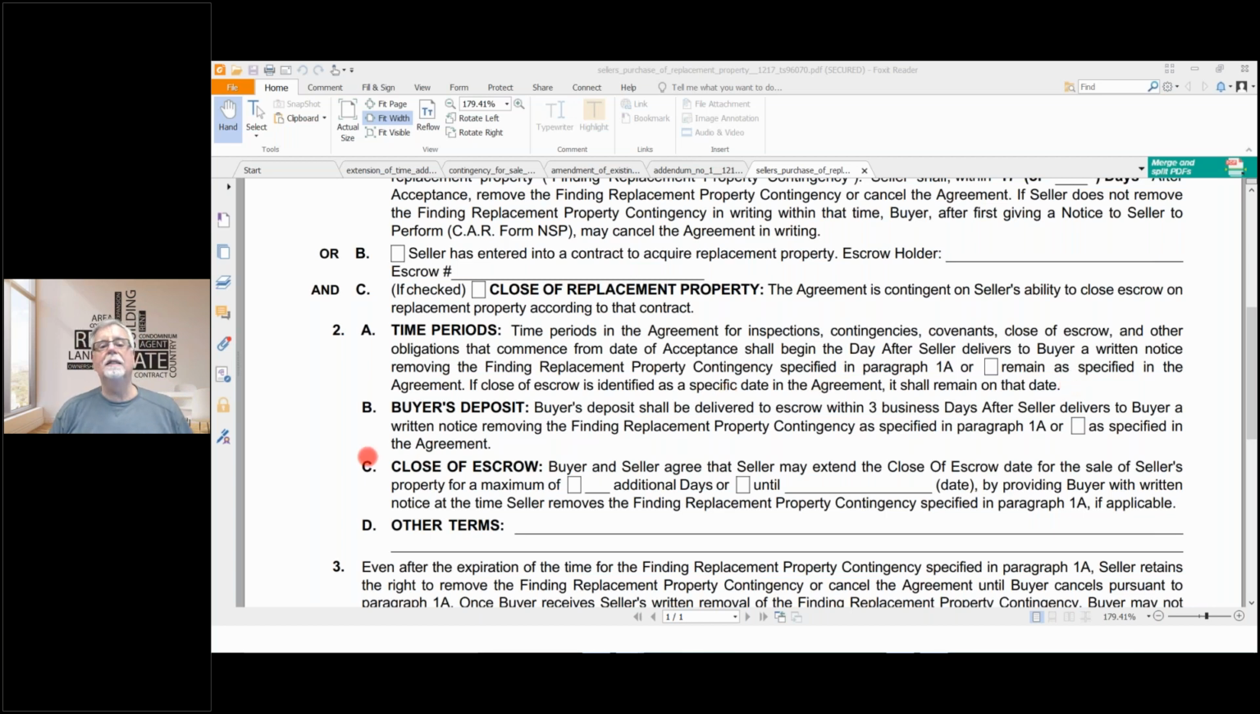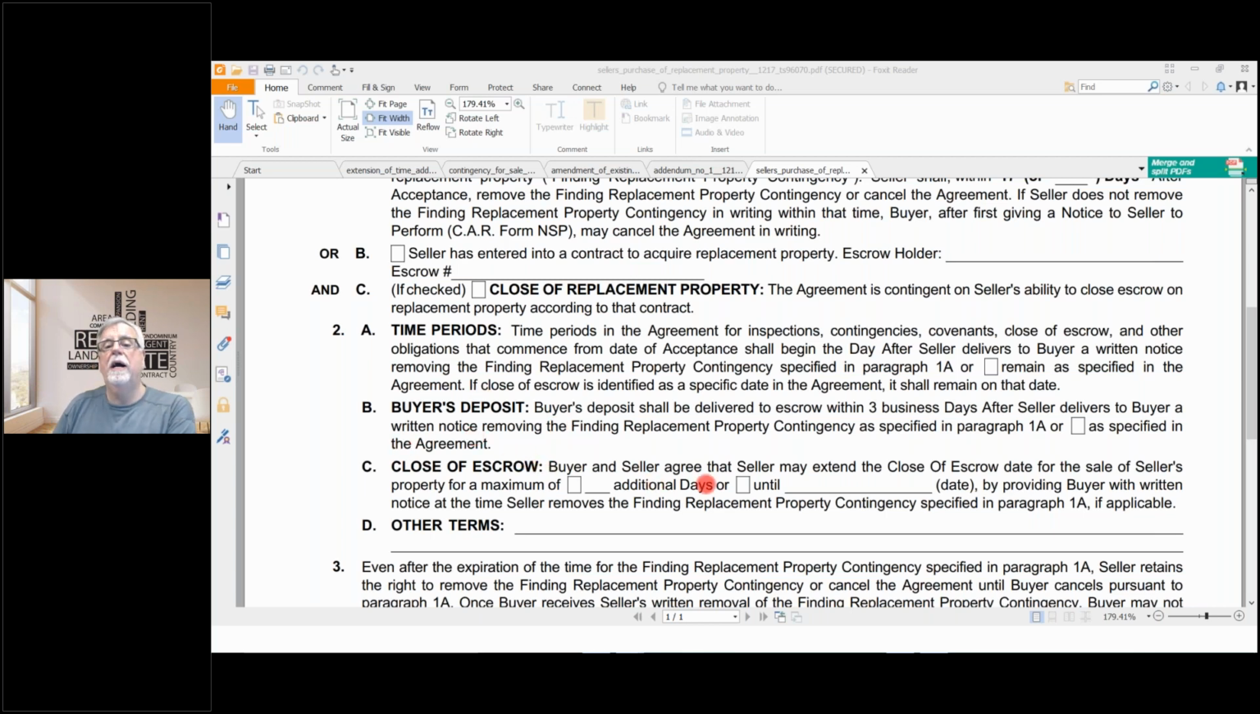What about the deposit? Buyer's deposit shall be delivered to escrow within 3 days after seller delivers to buyer a written notice removing that contingency. Or you could check the box, but that doesn't make a lot of sense to me, as it says in the agreement, which would be in 3 days. The buyer doesn't want to put their money in escrow if the seller has 60 days to back out. The buyer doesn't want to pay for inspections and reports and do all that and have that whole 17-day contingency come and go just to find out then that the seller has decided not to sell.